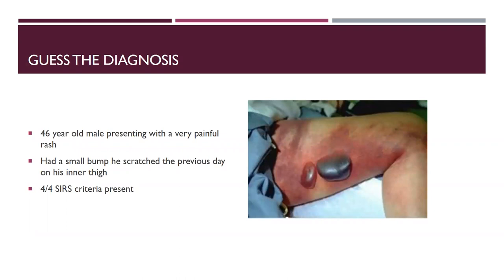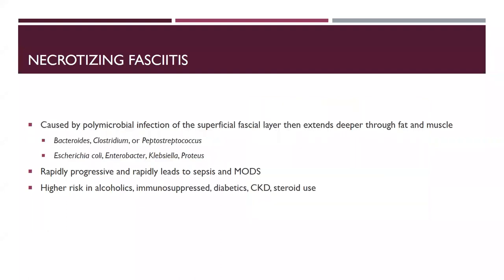Next up, 46-year-old male, super painful rash. He had a small bump on his inner thigh that he had scratched the day before. He has 4 out of 4 SIRS and looks like garbage. For those who can't hear, we have someone in the corner mumbling necrotizing fasciitis. And it is necrotizing fasciitis.